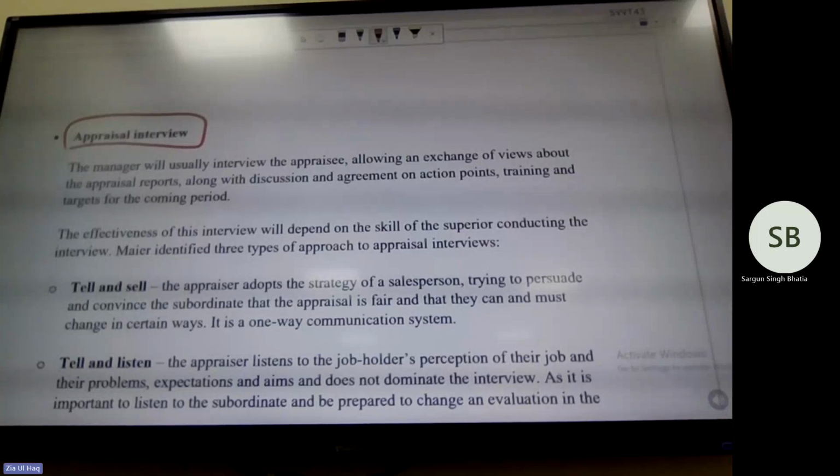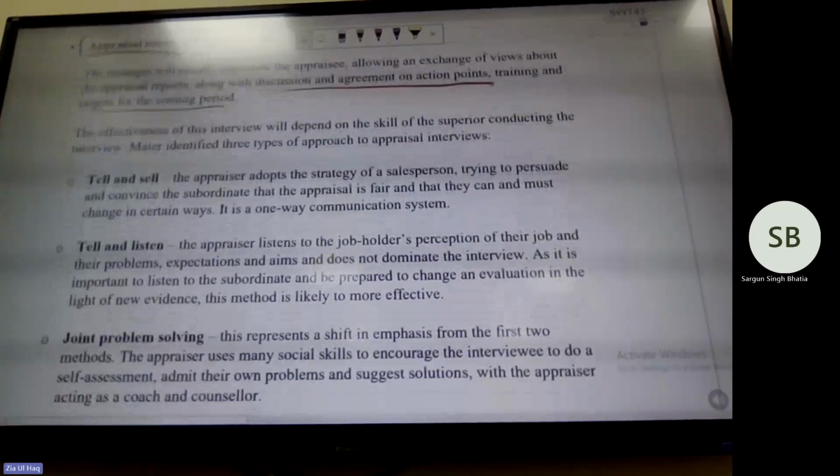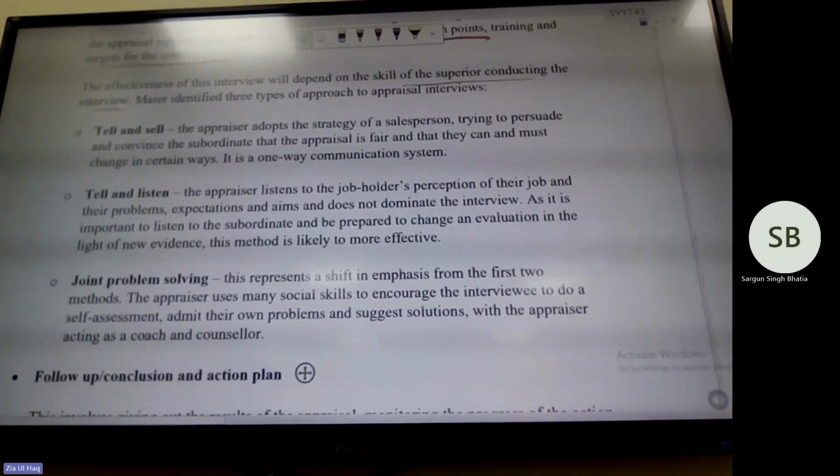So the manager will usually interview the appraisee, meaning the employee, allowing an exchange of views about the appraisal reports, along with discussion and agreement on action points, training and targets for the coming period. The effectiveness of the interview will depend upon the skill of the superior conducting the interview. And the interviews are of three types: tell and sell, tell and listen, and joint problem solving.